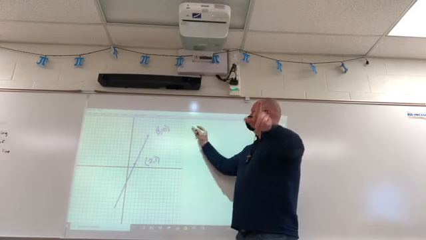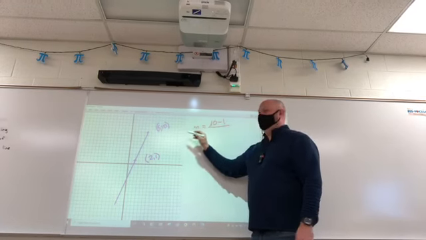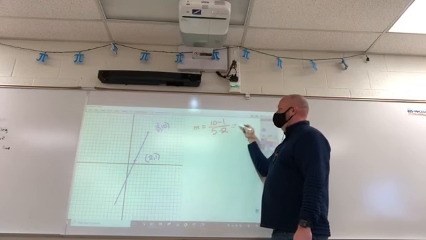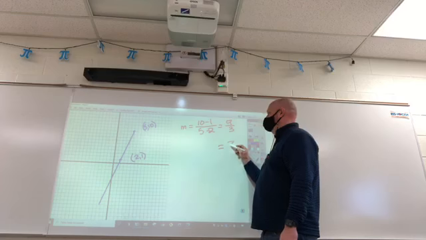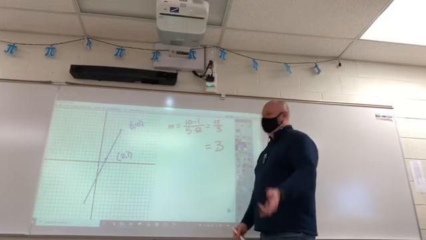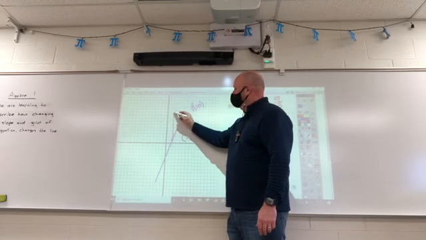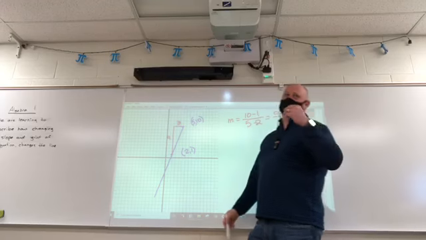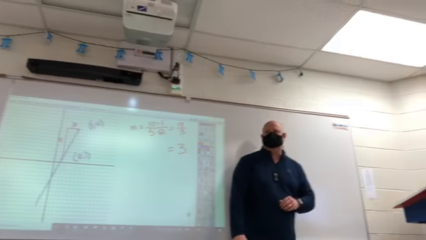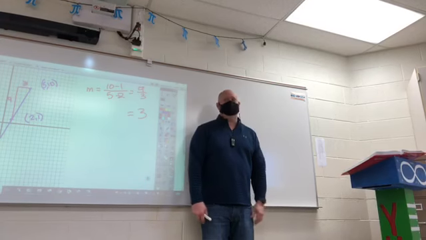You could use the slope formula and go 10 minus 1 over 5 minus 2, which would be 9 over 3, which reduces to 3, right? Or you could just kind of draw and find the rise and the run, and then write 9 over 3 and do it that way as well. Do I care which method you use to find the slope there? Be able to find the slope. Okay?